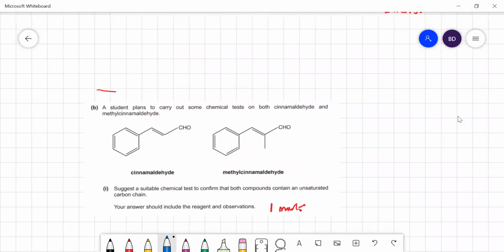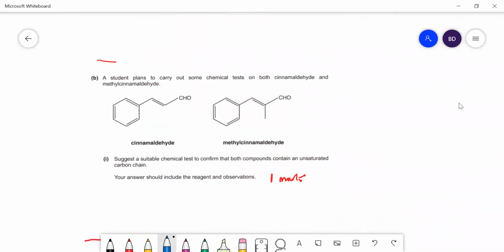A student plans to carry out some chemical tests on cinnamaldehyde and methyl cinnamaldehyde. Suggest a suitable test to confirm both compounds contain an unsaturated carbon chain. Well, that's going back to GCSE, isn't it, really? You want to test for this double bond with bromine water. It will decolorize bromine water. The reagent is bromine water, and the observation is red to colorless.